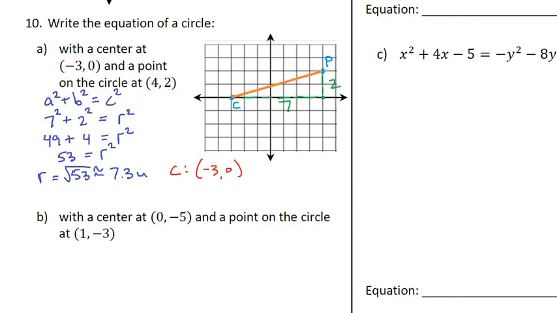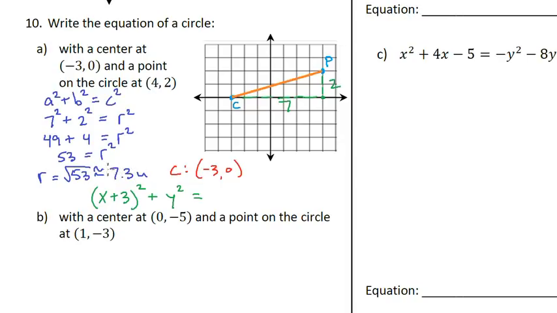And now I can go ahead and write my equation. I'm going to go ahead and tell you this equation, so if you're paying attention on the video, you can actually write this one down. Actually, I'll go ahead and write this one down so you guys have this answer. It is going to be x plus 3 squared, then plus y squared, and then that is equal to, and then our radius is 7.3.